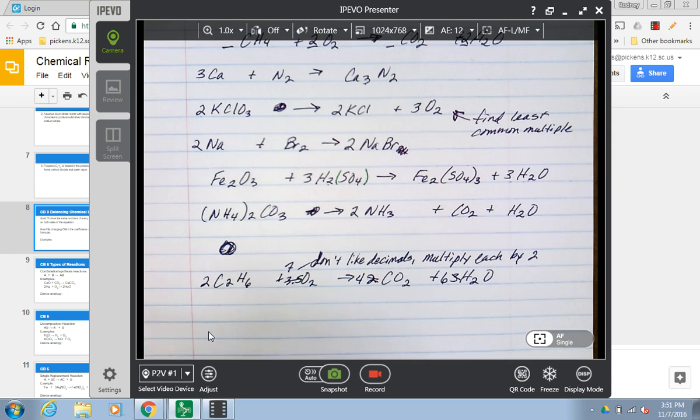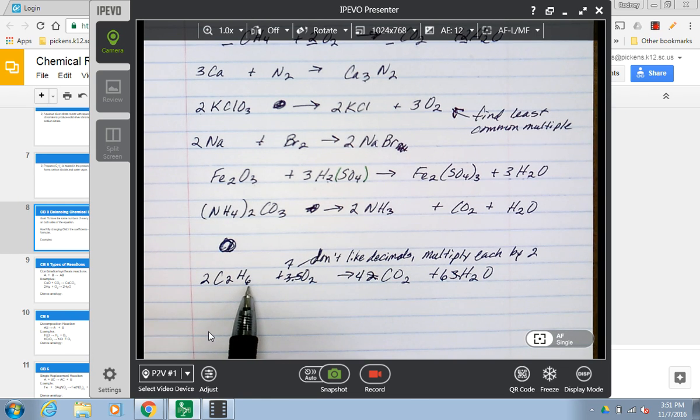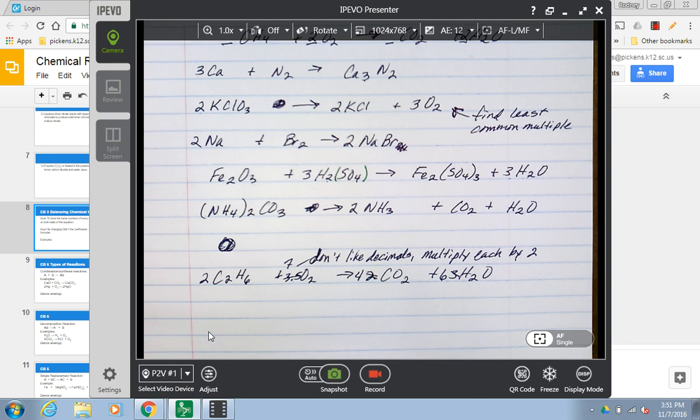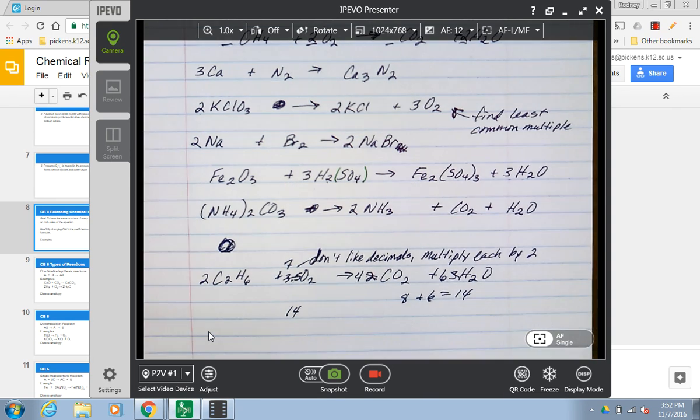Now let's check it. Let's do our carbons. 2 times 2 is 4 carbons. 4 times 1 is 4 carbons. 2 times 6 is 12 hydrogens. 6 times 2 is 12 hydrogens. 7 times 2 gives me 14 oxygens. 4 times 2 gives me 8 oxygens. And then we have the 6 times 1. That gives me 14 as well. So as you can see here, it balances out the chemical equation.